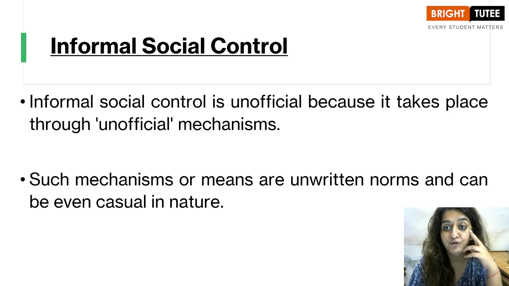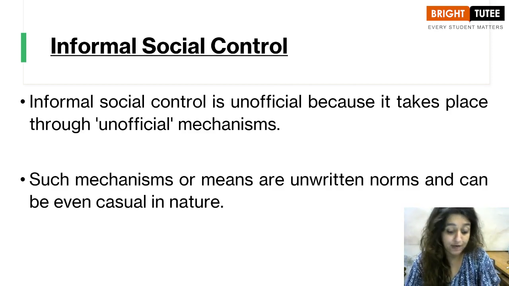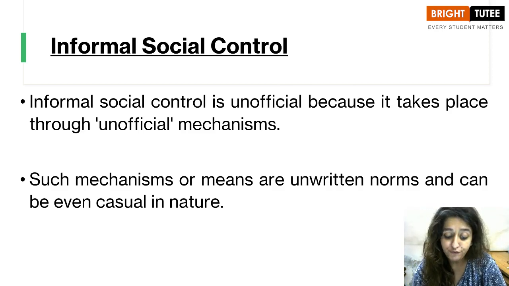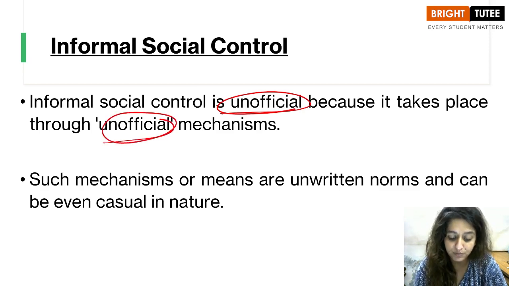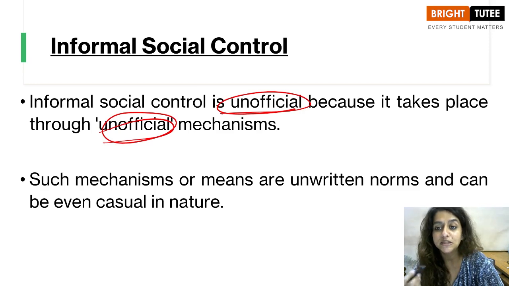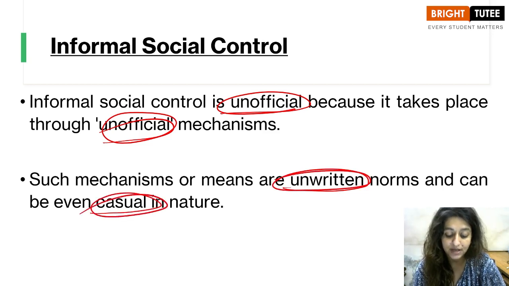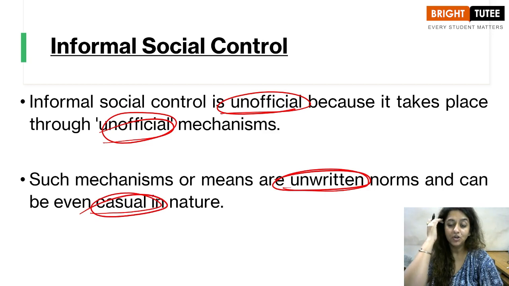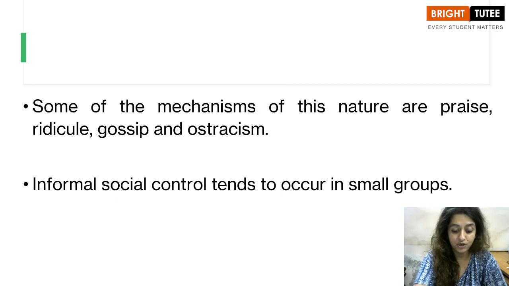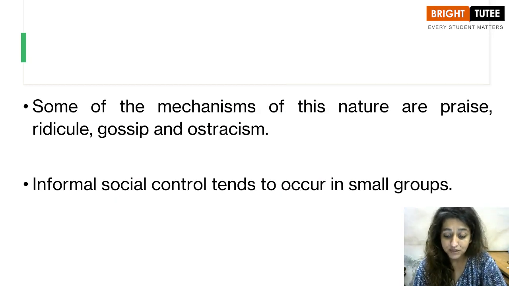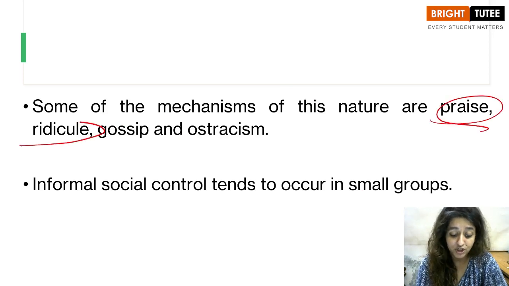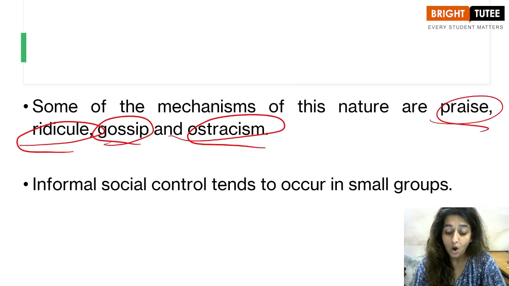Now, talking about the first and foremost one, which is the informal social control, or the informal mechanism of social control. Informal social control is unofficial because it takes place through unofficial mechanisms. Such mechanisms or means are unwritten norms and can be casual in nature. Some mechanisms of this nature are praise, ridicule, gossip, and ostracism.